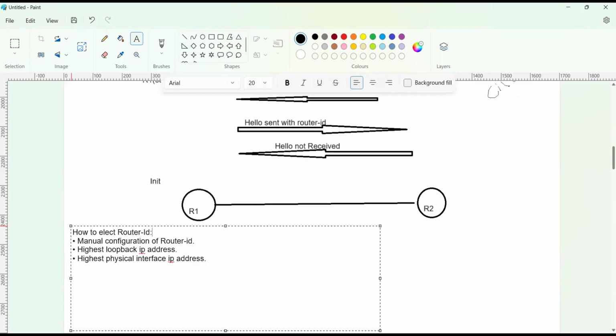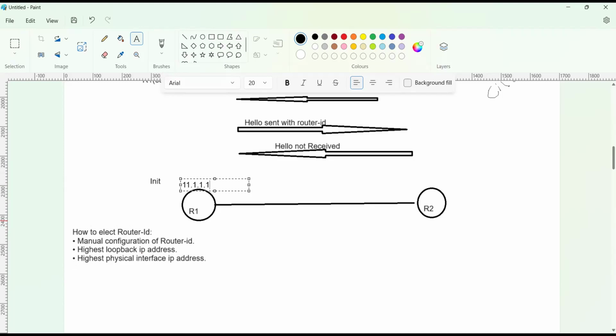First, the router ID can be configured manually, or it uses the highest loopback IP address. If we do not configure it, and there is no loopback address either, then our highest physical IP address will be elected as the router ID.